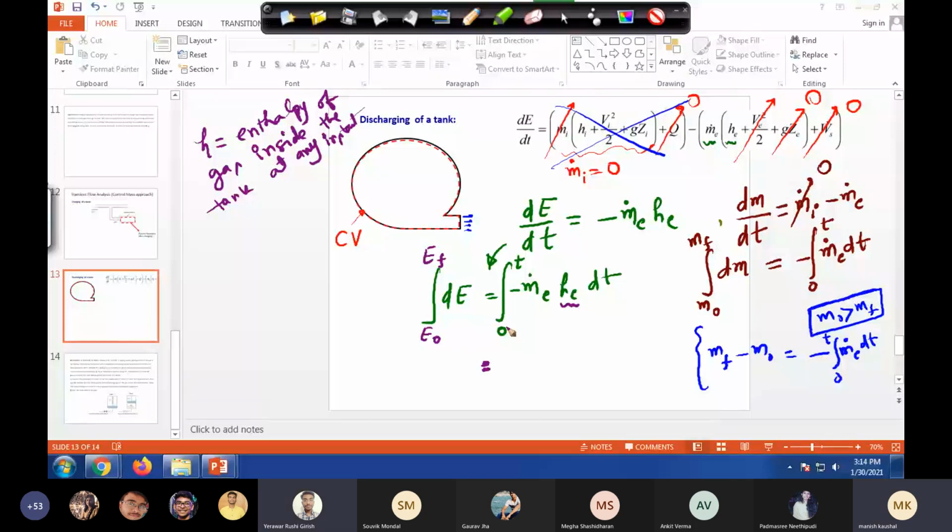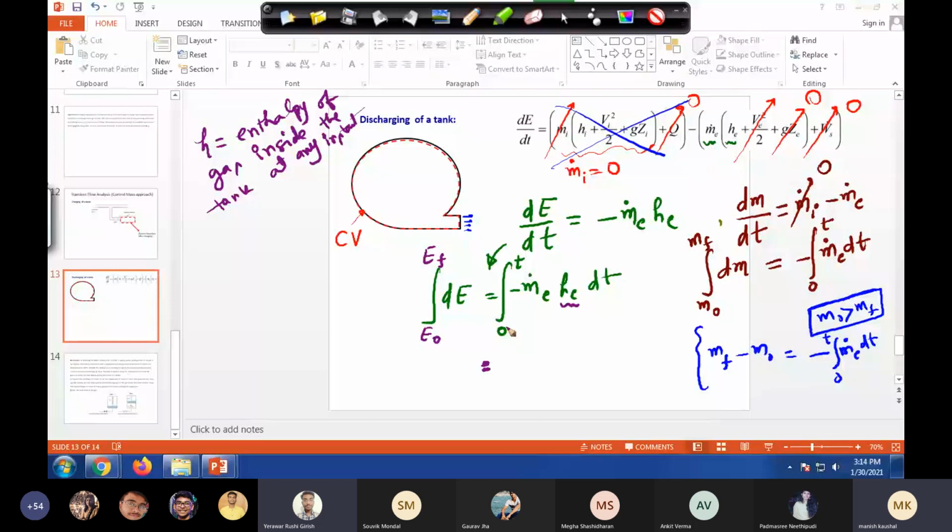Anyway, you can correct me or contradict me. What do you think? That's what I think: the gas will leave with some enthalpy which is there at that time, right? Sir, but if we control the enthalpy of the gas which is getting out of the tank, then we can take He out of the integration.